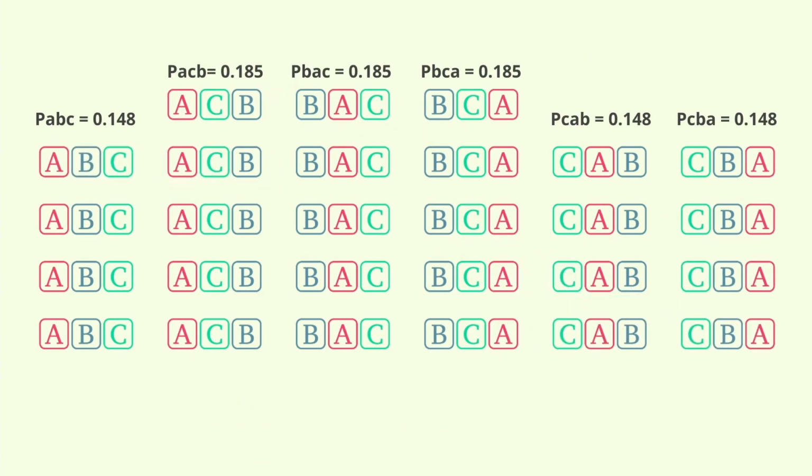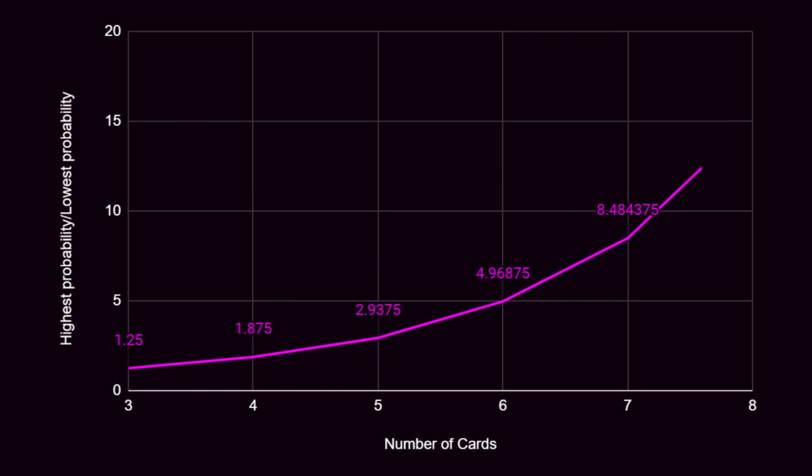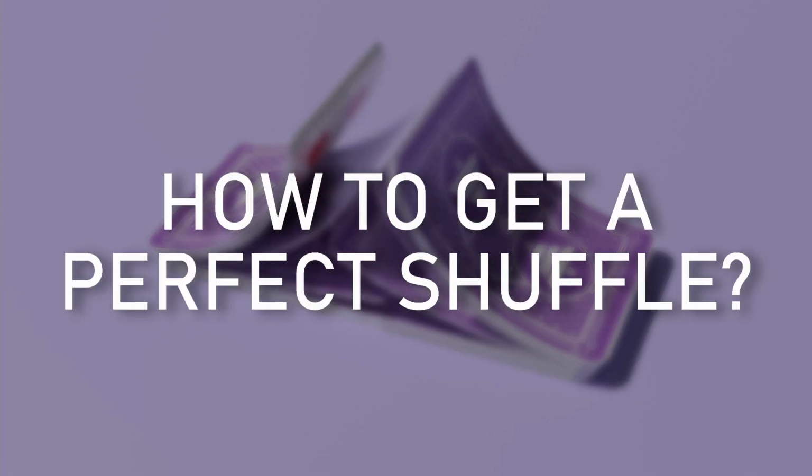For some applications, that difference isn't important, but for a card game, that means that someone could use that bias to their advantage. That bias only gets worse the more cards you have in your deck. If there are 4 cards, there are sequences that are 85% more likely than others, and when there are 7 cards, there are sequences that are 8 times more likely. So how should we shuffle those cards?